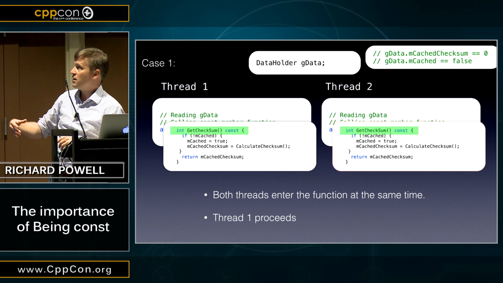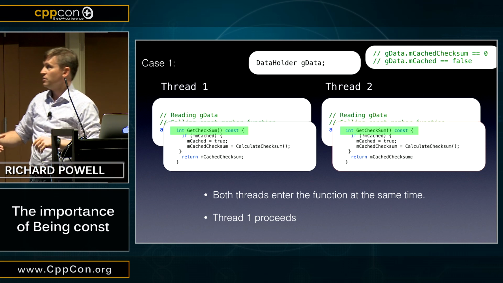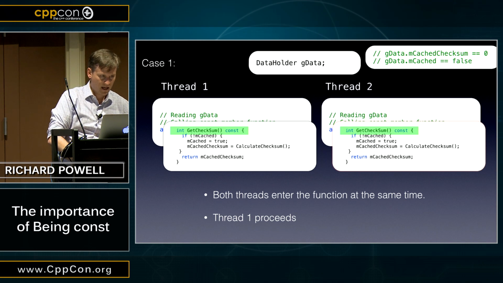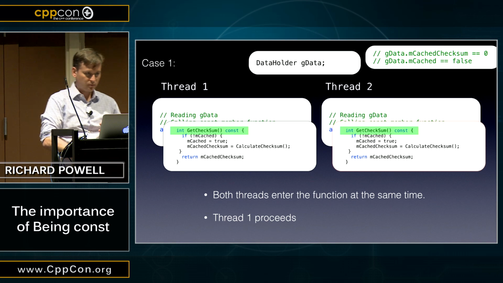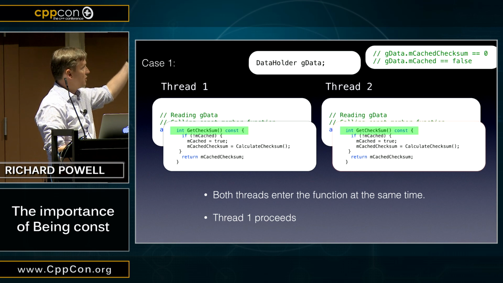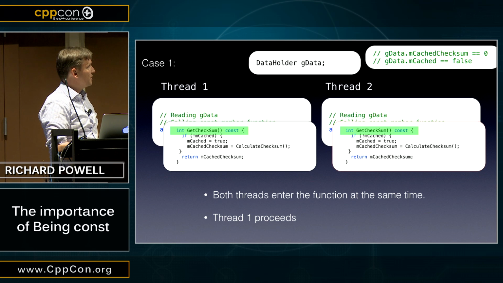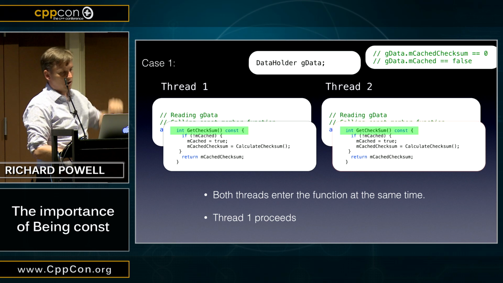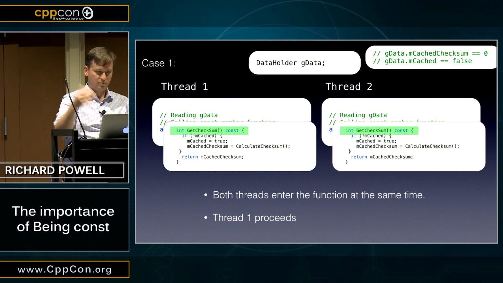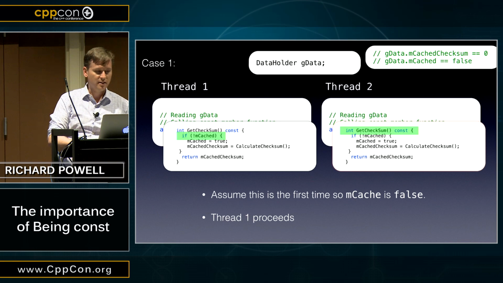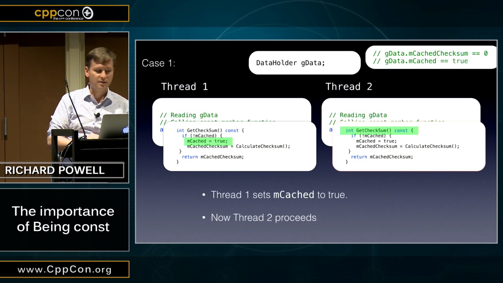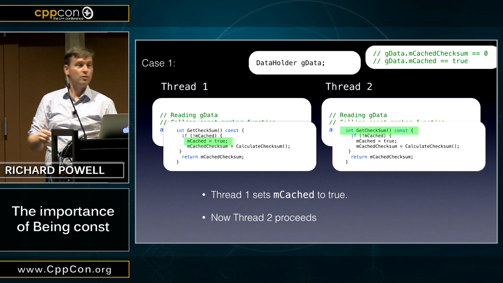So we see that thread 1 on the left first checks to see if it's cached. If it's not, set it to be true, calculate the checksum, and then return it. Conveniently, I put up there the data members inside of gdata on the upper right-hand side so you can see. First, both threads enter. Thread 1 proceeds and checks the cache. It says, oh no, the cache is not set. So it proceeds and marks the cache as true.